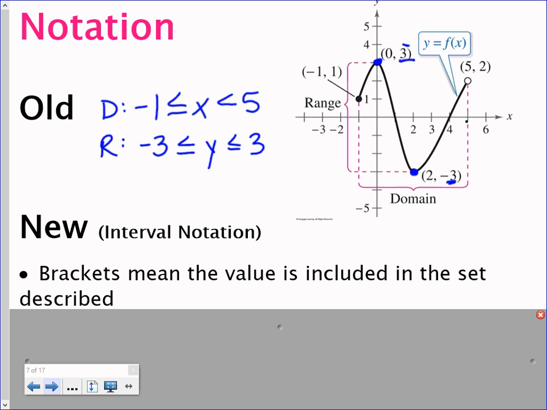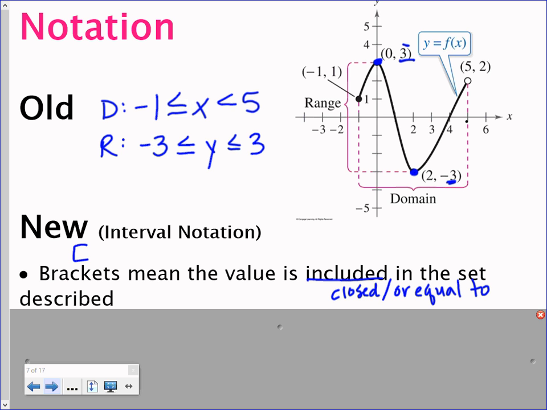The first grouping symbol we're going to use is a bracket. A bracket is like a rectangular grouping symbol, so not a parenthesis. I've got a rectangle piece. And if you use brackets, you're saying the number is included. So brackets are included. If you think about the graph, that would mean that's a closed point right there, or a solid point. It's included in the domain.